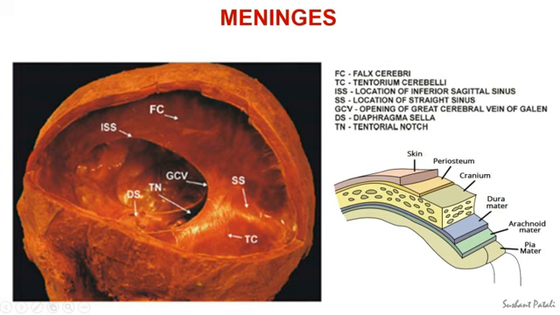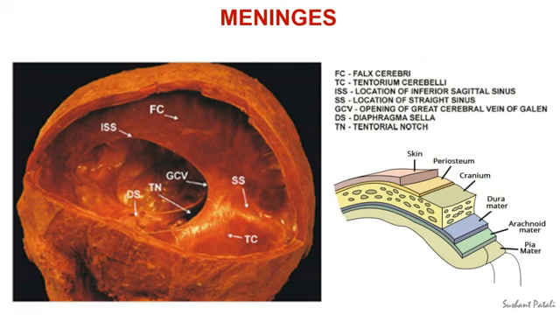Thorough knowledge of meninges is a prerequisite for understanding the dural venous sinuses. As we all know, meninges is basically the covering of the central nervous system. The meninges that cover the brain are known as the cranial meninges, and the meninges that cover the spinal cord are known as the spinal meninges. The meninges consist of three layers from outside inwards: dura mater, arachnoid mater, and pia mater.